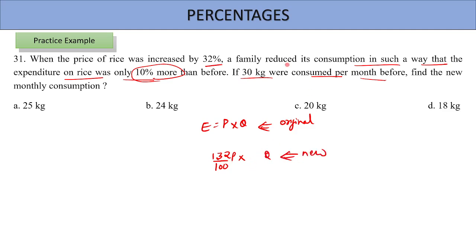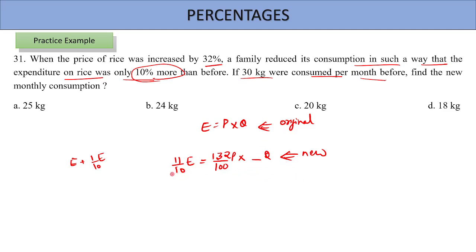The question is asking: a family reduced its consumption in such a way that the expenditure on rice was only 10 percent more than before. So 10 percent more than before means earlier it was E, then 10 percent of E is 1 by 10 of E, which makes 11 by 10 of E. So with what value should you multiply this Q so that you get the answer as 11 by 10 of E?